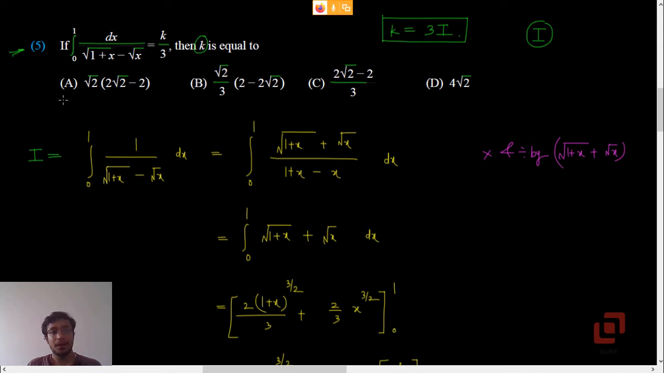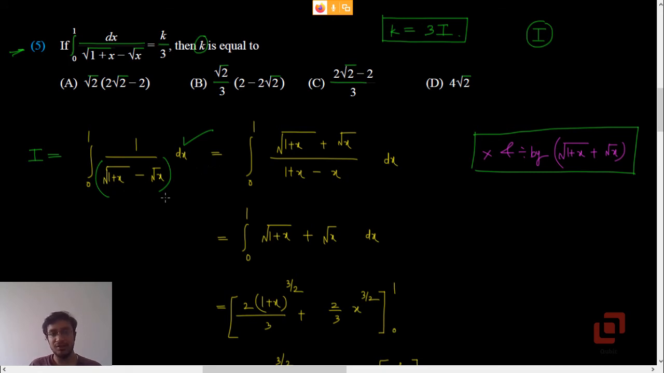All of the options contain root of 2, maybe because we have a lot of radical terms here. Let's write down the given integral as it is in this step, and then in the second step I have multiplied and divided the integrand by root of 1 plus x plus root of x, and I did this because I did not want the denominator of the integrand to contain the root or radical terms.